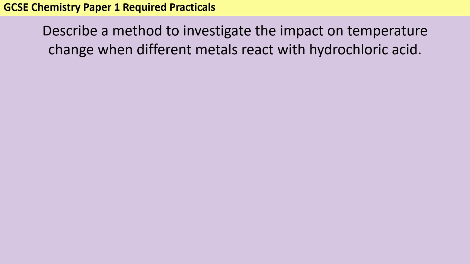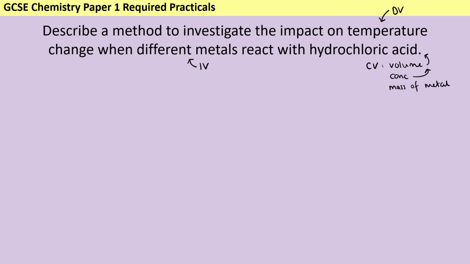Since we're told that different metals are reacting with hydrochloric acid, that's our clue that this is the independent variable. And then we're looking at the impact on temperature change, so that's our dependent variable. And our control variables need to be anything else that could affect the temperature change that we don't want to include in the investigation. So this could be things like the volume of the acid, the concentration of the acid, and the mass of the metal added.